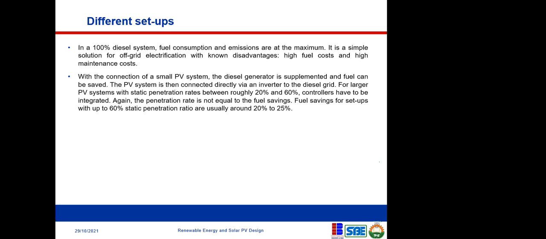Okay, so fuel savings for setups with up to 60% static penetration ratio are usually around 20 to 25%. Now, I said this before, that when your generator is running on a higher load factor, it burns more fuel. When it's running on a low load factor, it burns less fuel. Okay, so that is the idea. The idea is that when you have a hybrid system and your generator is running at a low load factor, then you burn less fuel, and then you save from that less fuel that you're burning.